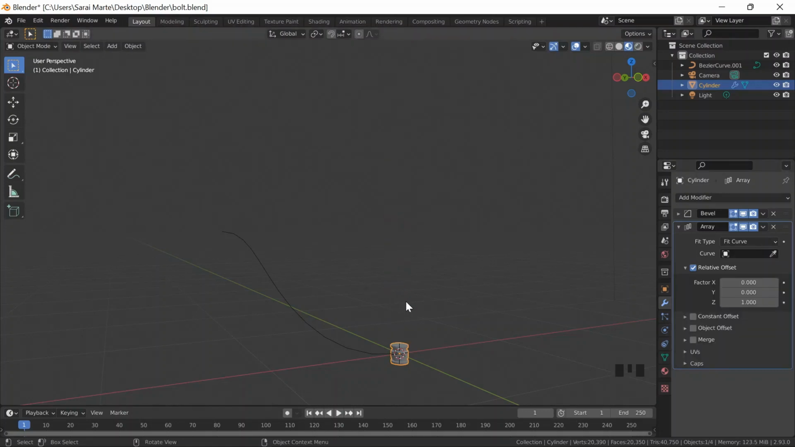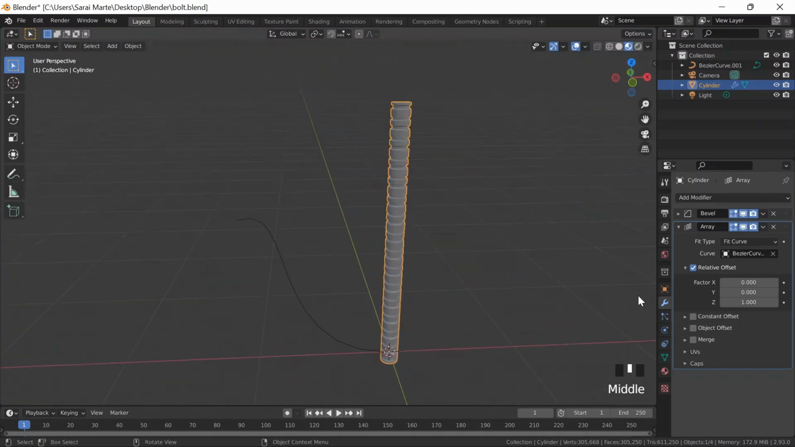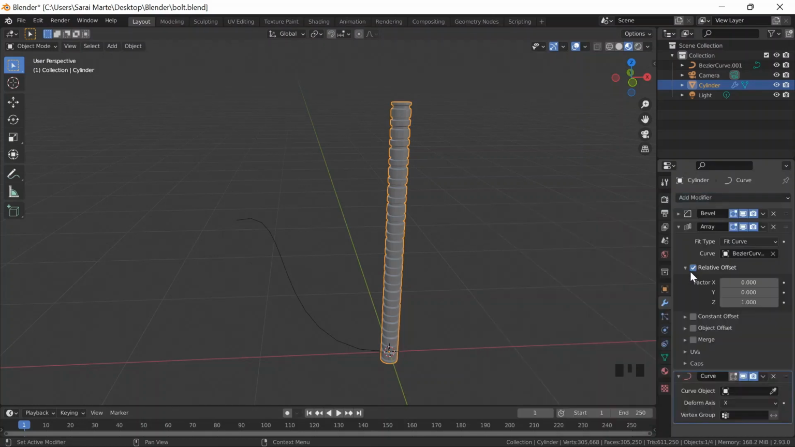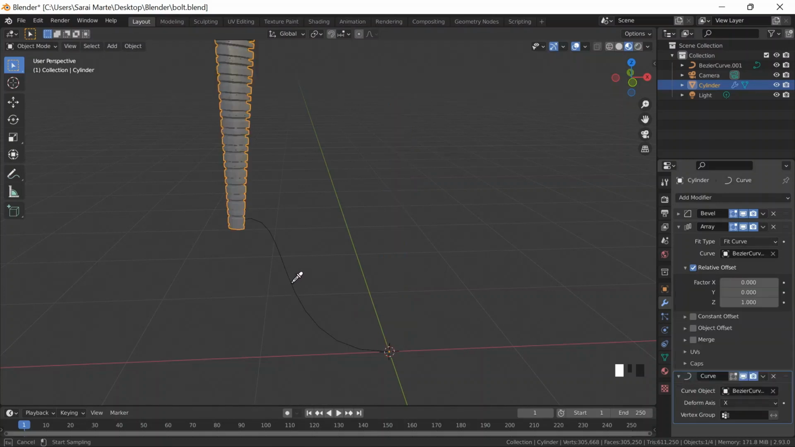So now, can you please hurry up? What is wrong with this thing? Okay, now it's gonna fit the length of the curve. It's gonna have enough to fit the length of the curve, but the reason it's not applying to the curve is because we haven't added a curve modifier. What that's gonna do is make sure it fits along the curve.